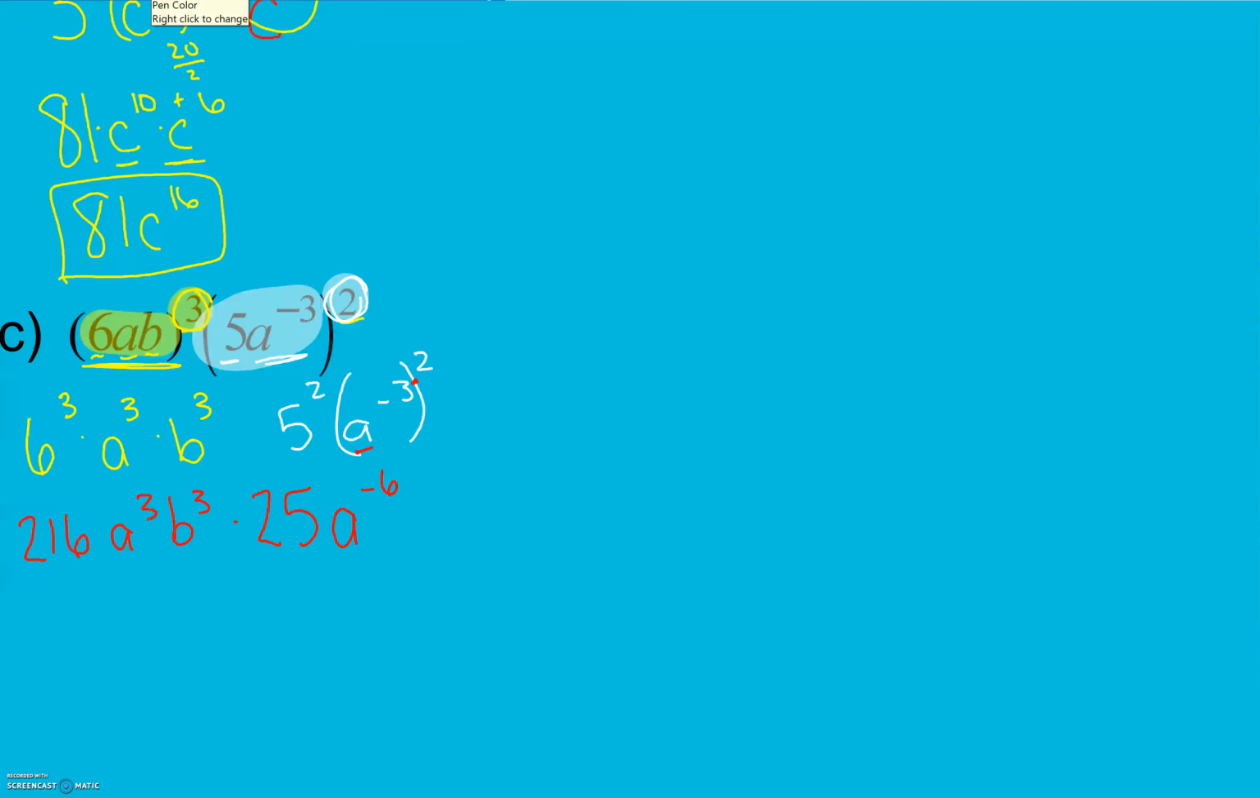Now, all I'm doing is multiplying. So we're at the PEMDAS step where it says we can multiply and divide at the same time, left to right. So I'm going to multiply together my numbers. Here, I get 5,400 because, again, we're still just multiplying.